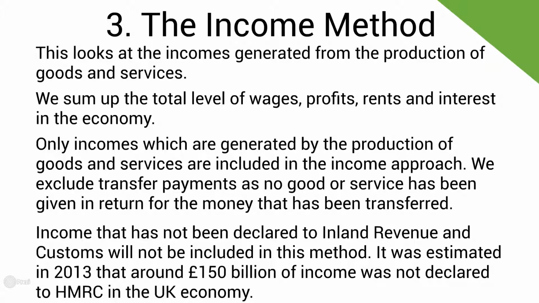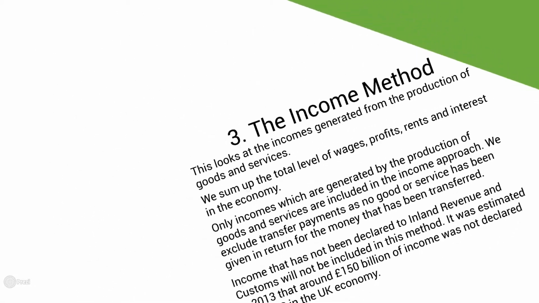All three of the methods for calculating GDP will miss out income if it has not been declared. This is known as the shadow economy and is estimated to be around 13% of GDP. The shadow economy tends to make up a larger percentage of GDP in developing countries. There is an incentive for governments to try and stop the shadow economy because the government misses out on taxation revenue. And the larger the shadow economy is, the more taxation revenue the government misses out on.